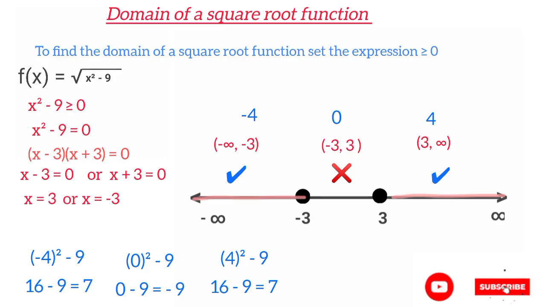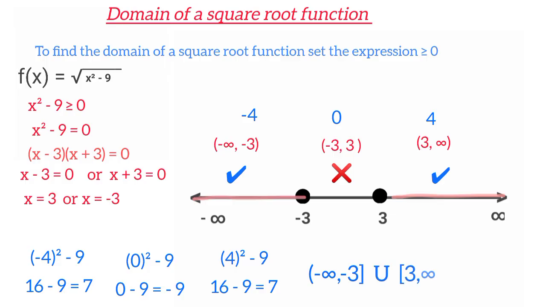So the intervals that are part of this domain are negative infinity to negative 3 and 3 to positive infinity. To write this in interval notation, we say the domain is from negative infinity to negative 3 union 3 to positive infinity. As you can see here, we used a bracket and not a parenthesis, indicating that minus 3 and 3 are also part of the domain.